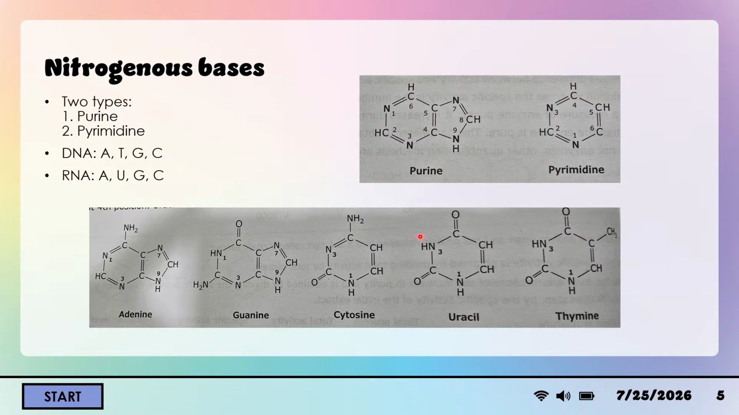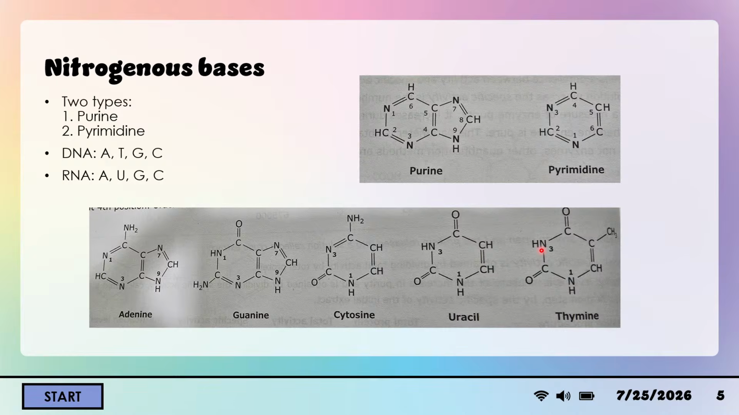To show you how they individually look, this is adenine, which is A, this is guanine, which is G, this is cytosine, which is C, this is uracil, which is part of the RNA, not part of the DNA, and this is thymine. Just observe that adenine and guanine have this double ring structure, and cytosine, uracil, and thymine have this single ring structure. I hope this part of the biochemistry is clear for everyone.